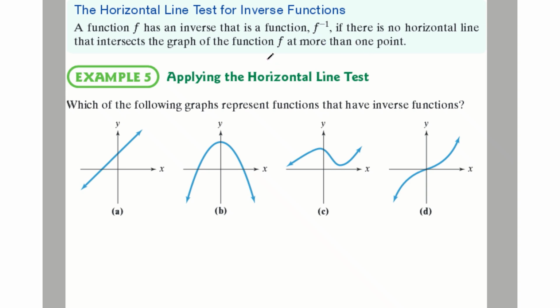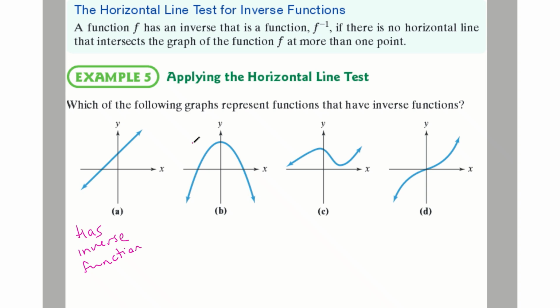So 2 points already means no inverse function. So as I draw a bunch of horizontal lines here, I notice that it's only ever going to touch 1 point. And that tells me that this function has an inverse function. Okay, that's what that tells me.